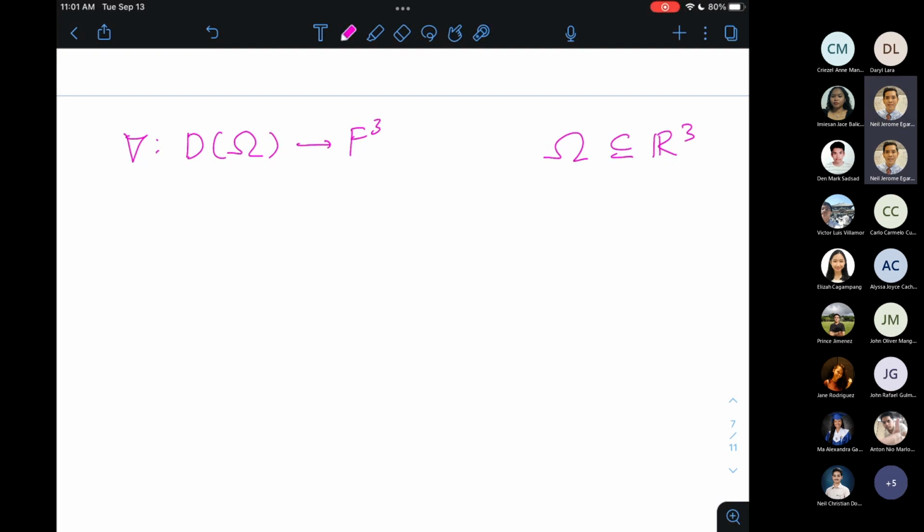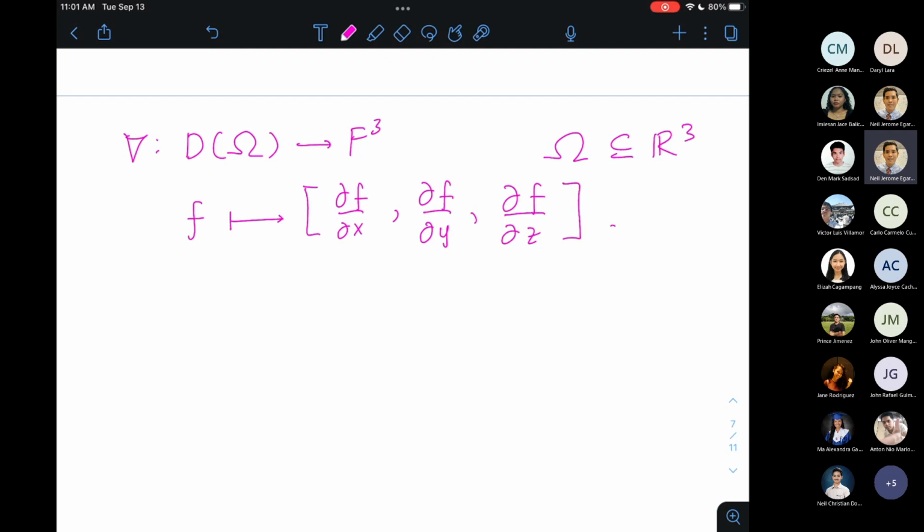Tapos, i-define ko yung image kung meron akong isang function f na manggagaling sa domain: the operator will take it to this vector. Ito yung vector na makukuha ko: partial of f with respect to x, comma, partial of f with respect to y, comma, partial of f with respect to z. Do you guys remember what is this operator? Or nabanggit ko ba kanina? Anong tawag dito sa operator na to? Kung tandaan niyo. All right, thank you, Victor. That's right. It is the gradient operator, right?